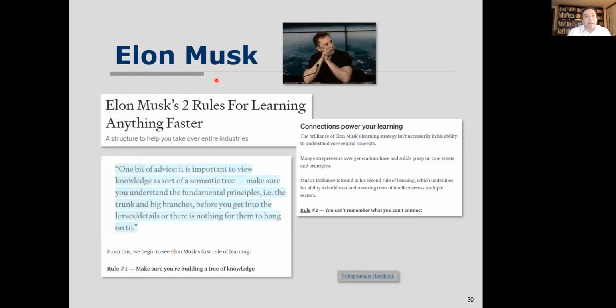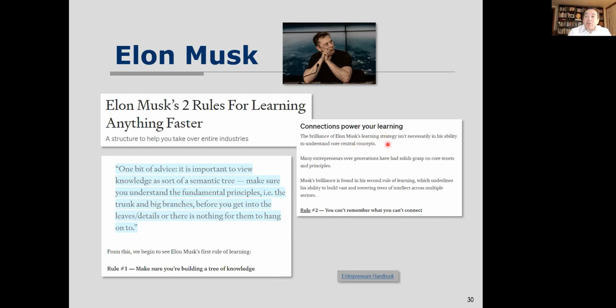Elon Musk. There was a recent article in the Entrepreneur's Handbook, Elon Musk's 2 rules for learning anything faster. So he said, this was an interview, so these are his words: One bit of advice is that it is important to view knowledge as a sort of semantic tree. Make sure you understand the fundamental principles, the trunk and big branches, before you get into the leaves or details, or there is nothing for them to hang on to. We begin to see Elon Musk's first rule of learning: make sure you're building a tree of knowledge. That's that early part that's more difficult. And then connections power your learning.